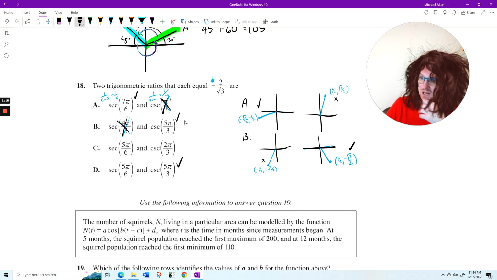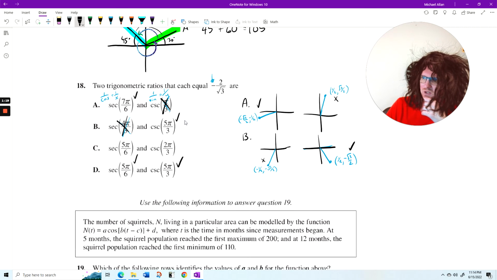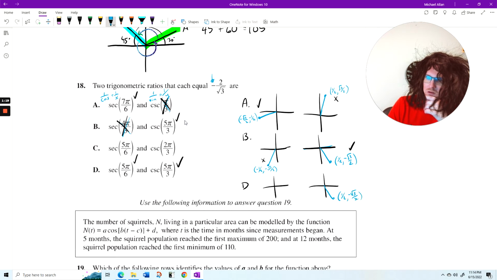Does 5 pi over 6 work? I'm assuming it does, but let's just double check. So I'm going right down to D here. I think I have a lot of time for this one question. So this would be the same here. So check where that works.